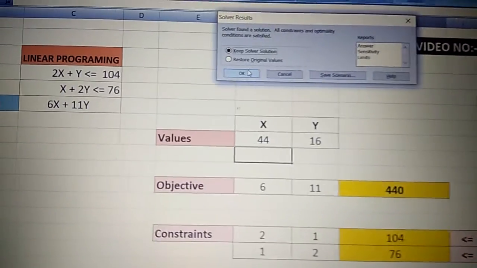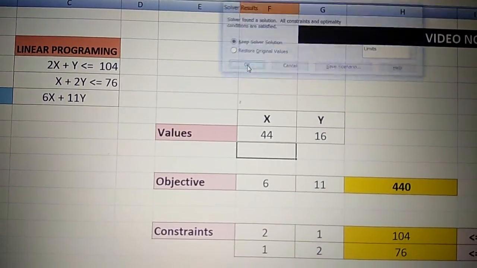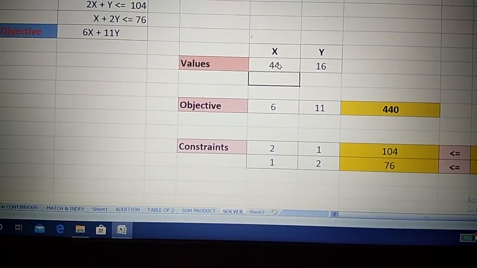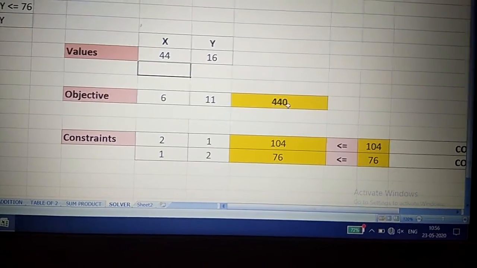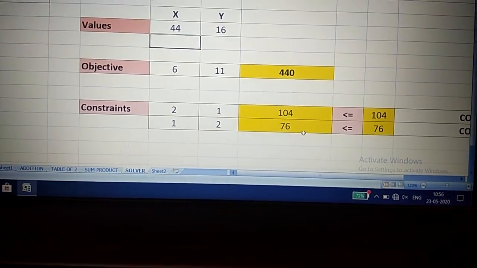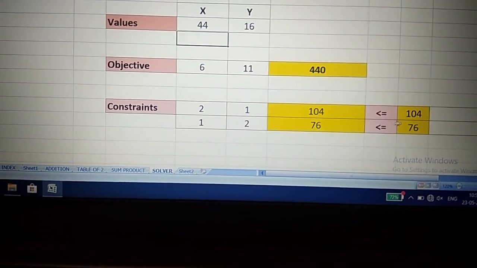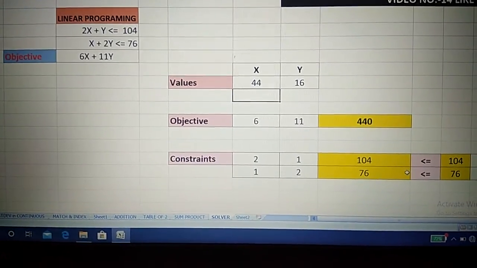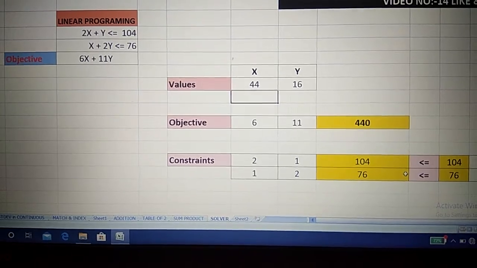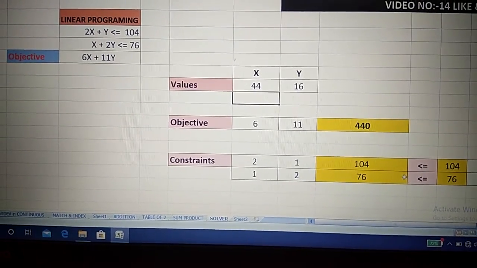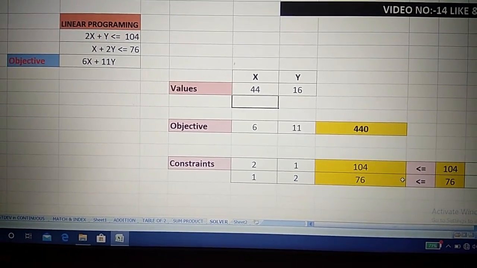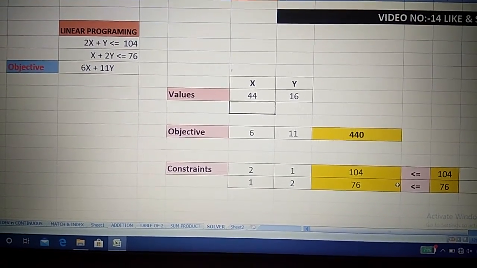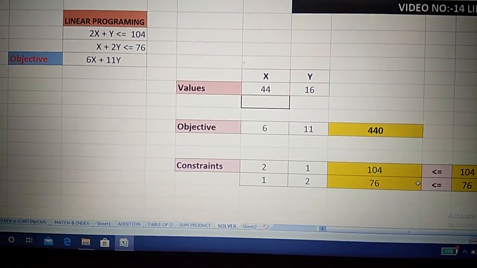So let's see. Keep the Solver solution. Okay, and the values are 44 and 16. So 44 and 16 will give you the maximum value, that is 440. And again, these are satisfying the equations also. Clear? I hope you understand this and will get into more and more figures. I have experimented with two equations. You will surely experiment with more than 2, with 3, 4, 5 equations and also with different signs.